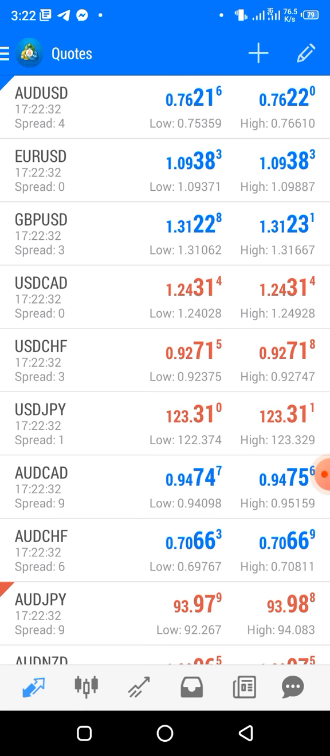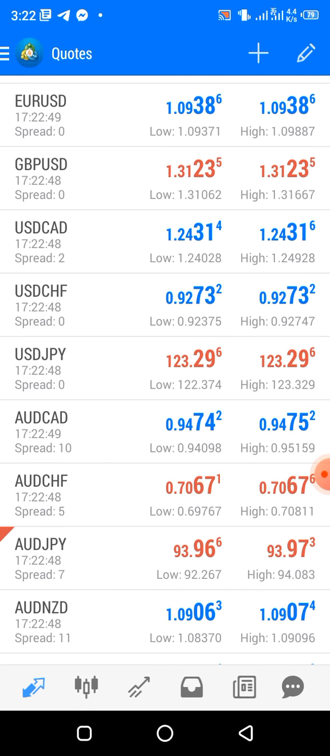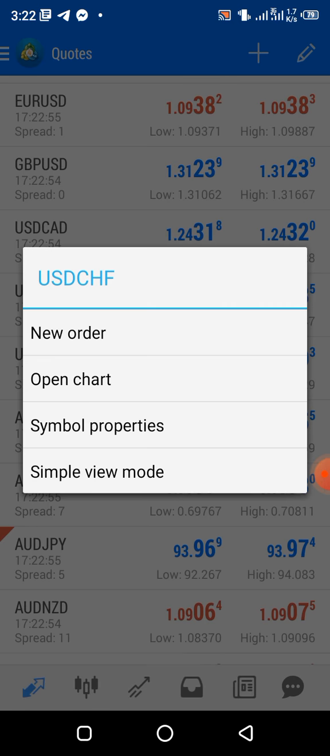So at this point, we are on a page that is called the quotes, where you can have your currency pairs and other instruments that you're trading available for you. All right, so for you to take a trade on MT4, you have to select a pair that you want to trade. So you can tap on it, like we just tapped on the USD CHF, and you can see the chart.